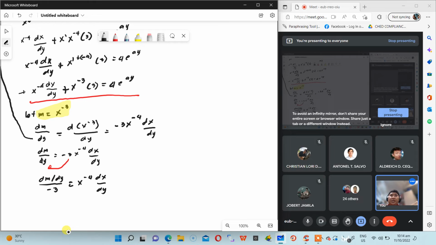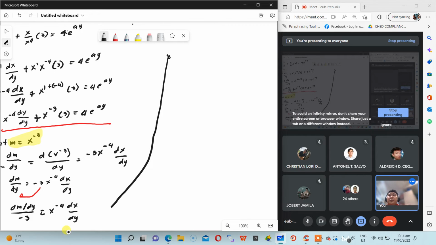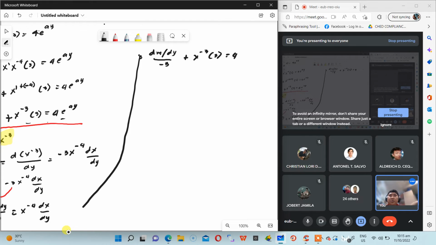So x raised to the power of negative 4 dx over dy is just equal to dm over dy over negative 3. Next, copy what remains. So, x raised to the power of negative 3 times 3 equals 4e raised to the power of 9y.